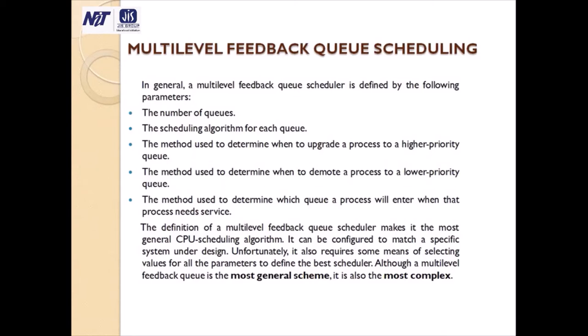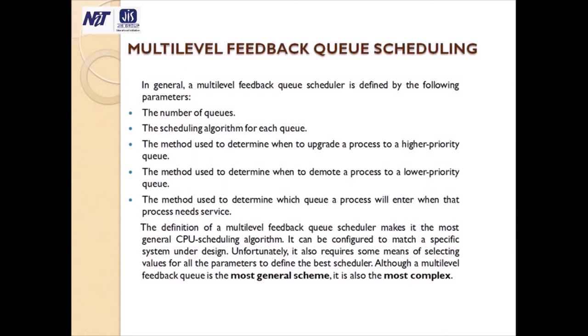For example, a multi-level feedback queue scheduler has three ready queues. We already discussed ready queue 1, ready queue 2, ready queue 3. So the scheduler first executes all processes in ready queue 1. Only when ready queue 1 is empty, it will execute ready queue 2. Similarly, a process in ready queue 2 will be preempted by a process arriving in ready queue 1.